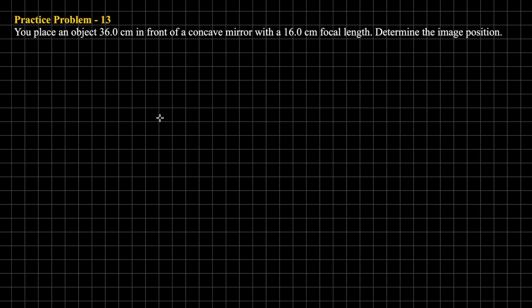Practice problem 13. You place an object 36 centimeter in front of a concave mirror with a 16 centimeter focal length. Determine the image position. Okay, let's draw the diagram. Focal point, center of curvature. We're going to place the object 36 centimeter in front of a concave mirror with 16 centimeter focal length.